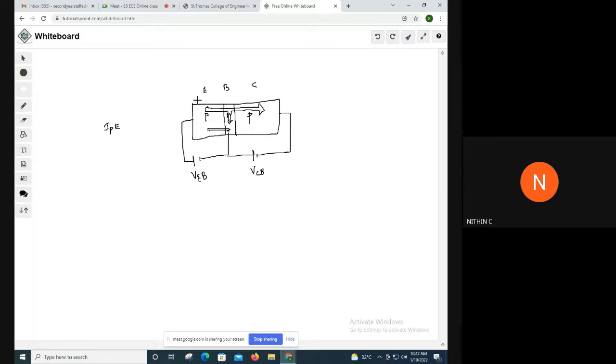This current will be denoted as IPE, and this will be the recombination base current, because some of the holes moving through this region will recombine with the electrons over here, and thus that will give us the IRB. And this is the minority carrier, that is, the electrons which are present over here. Which direction will they move in? The positive terminal will be attracting the electrons, so electrons will be moving in this direction. So the current due to electrons will be in the opposite direction.